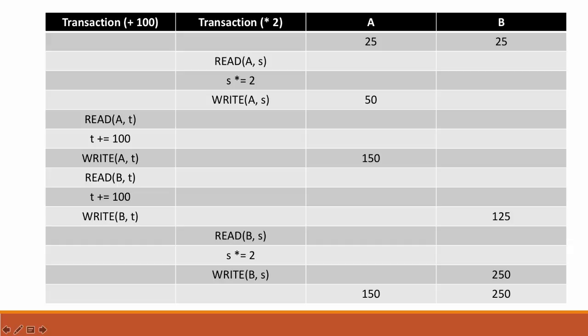And now I finish the doubling transaction. I read from B, which is 125, I double it, I get 250. And so what is the final result of our database? Our final result is 150 and 250.